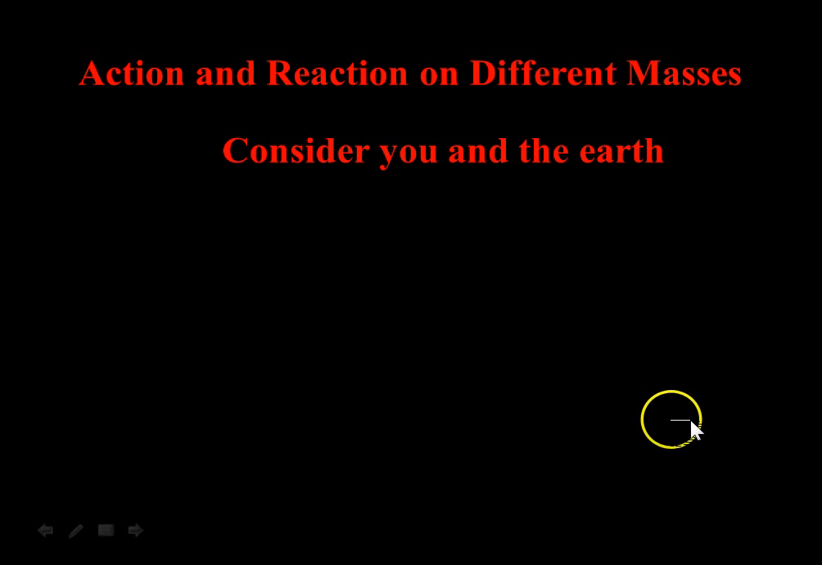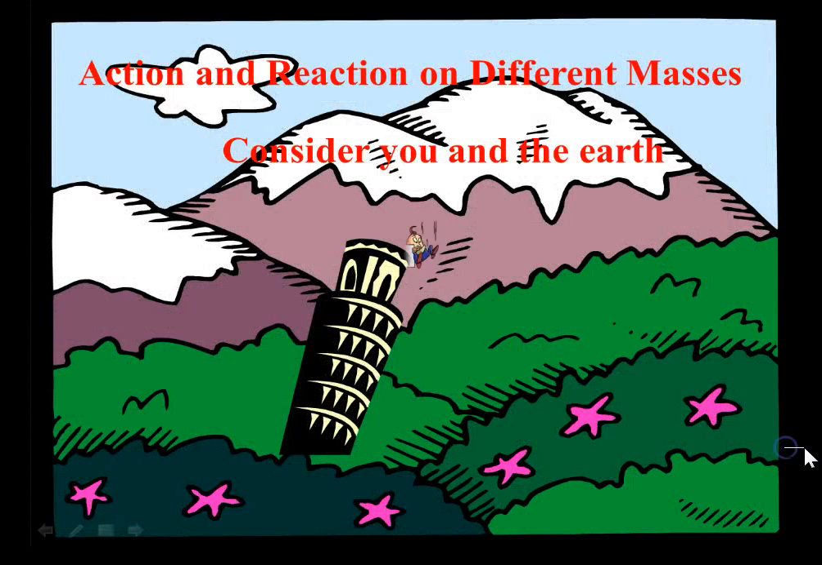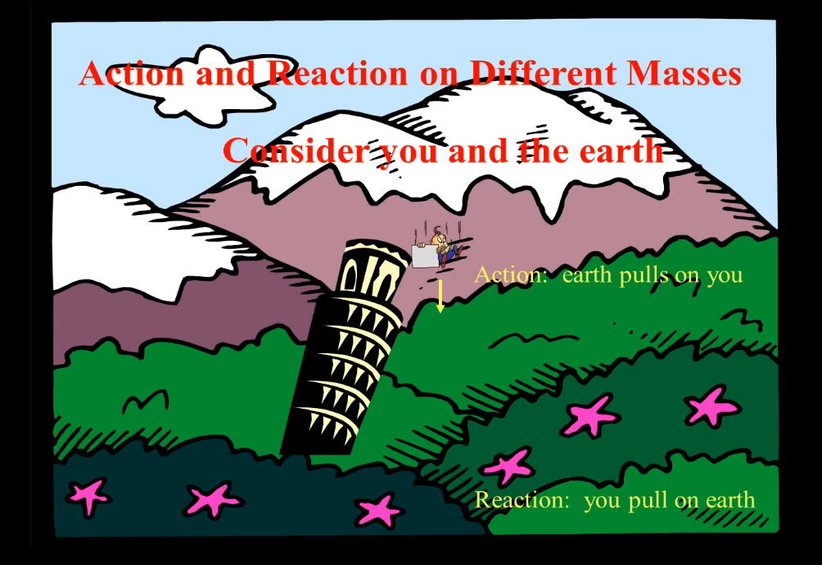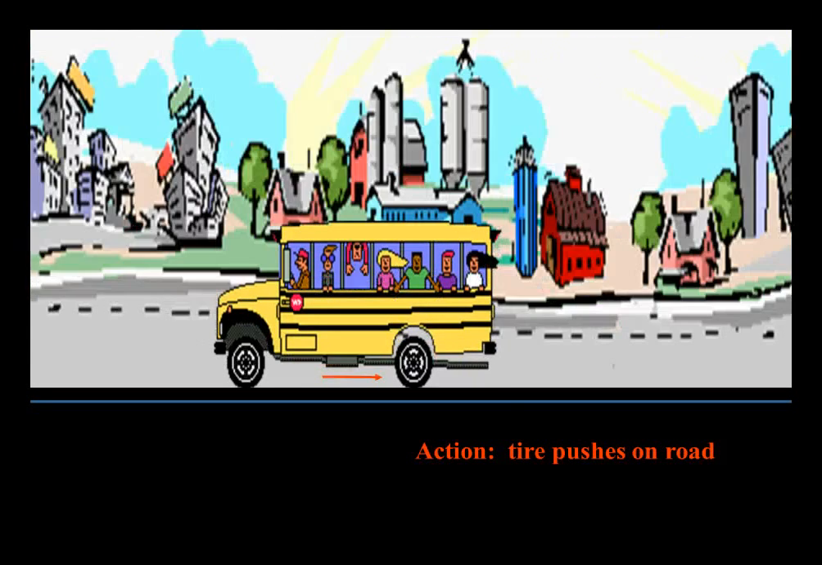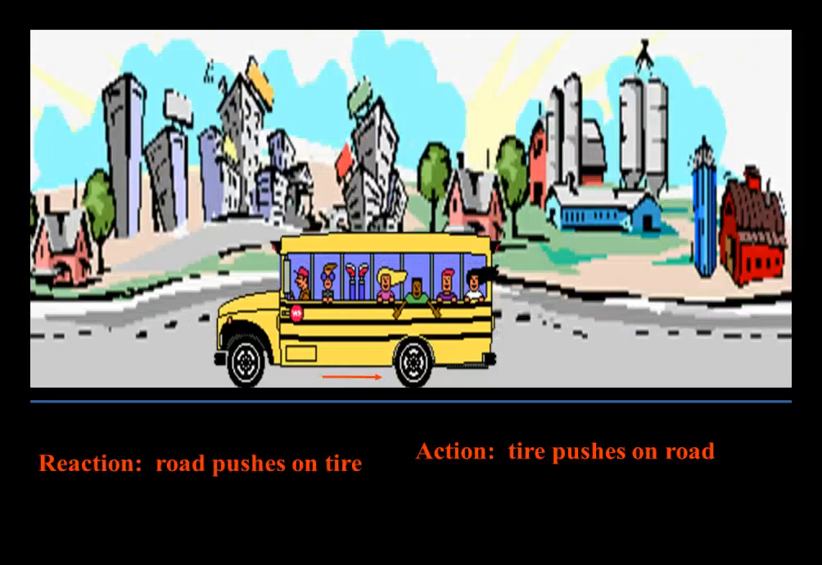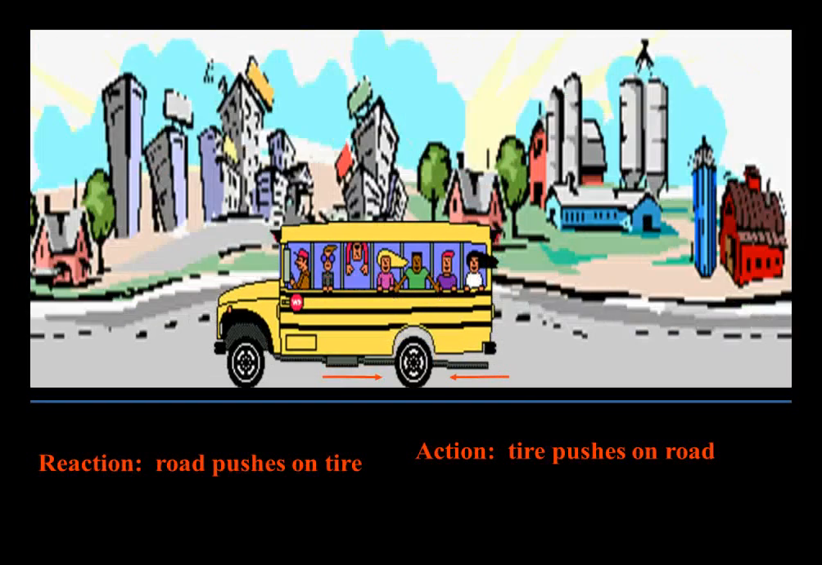So action and reaction on different masses. Consider you and the earth. Your action force is that the earth pulls on you. The reaction force is you pull on the earth. The action force is that the tires push on the road when the bus is driving. The reaction force is that the road pushes on the tires.